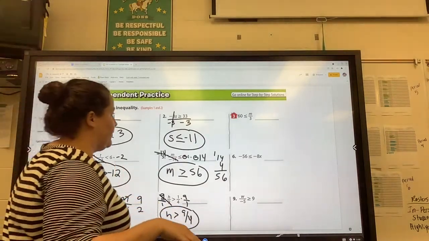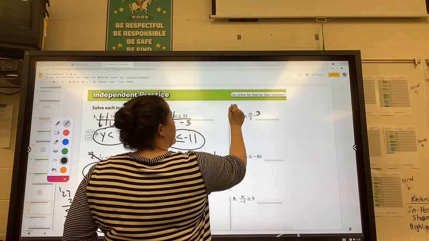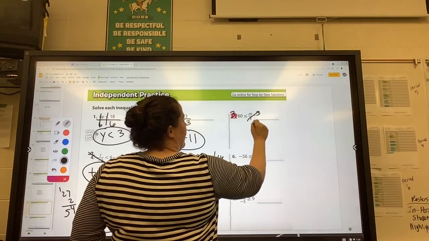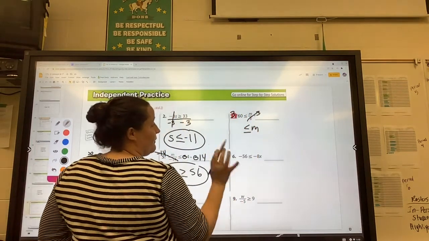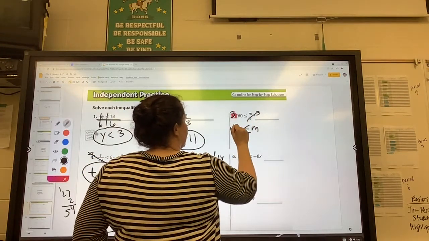You could simplify. Looks like multiply both sides by 3. The 3's cancel. M is greater than or equal to. We don't have to change that because no negatives. And 3 times 60 is 180.